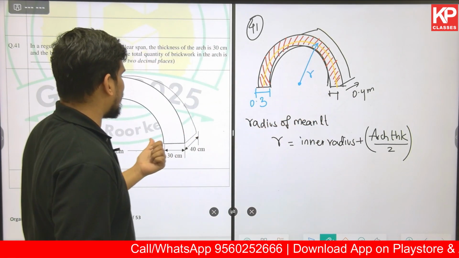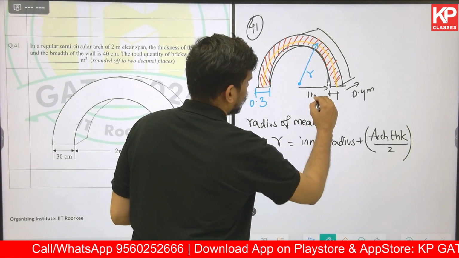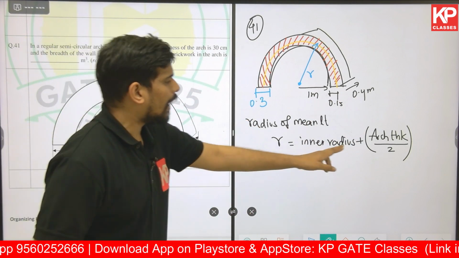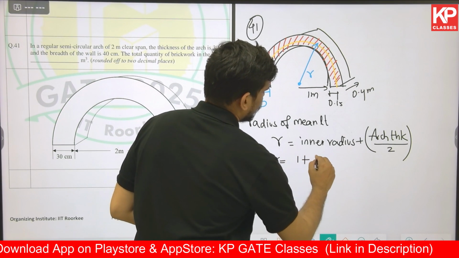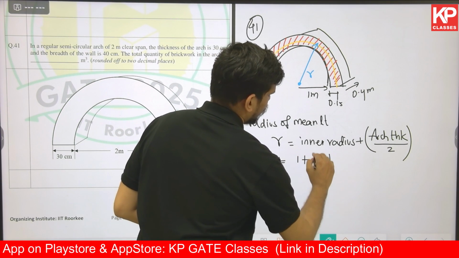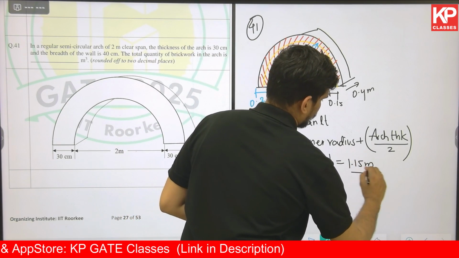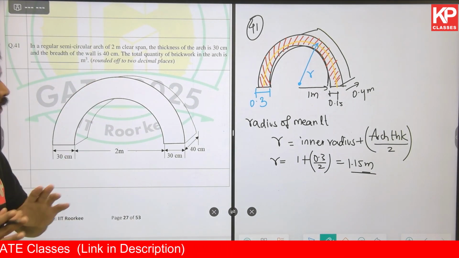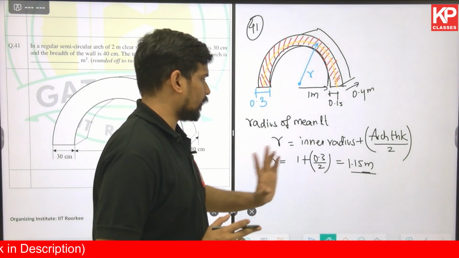So inner radius, as you can see, span is 2 meter. So the inner radius is going to be 1 meter. This is 1 meter and this is 0.15, because overall thickness is 30. Half of our thickness will be 0.15. So the radius is coming out to be 1 plus half of arch thickness, 0.3 upon 2. That will be 1.15 meter. I've got the answer for radius. I want a final answer in cubic meters, so I'm solving everything in meters. Radius for the mean length is coming out to be 1.15.